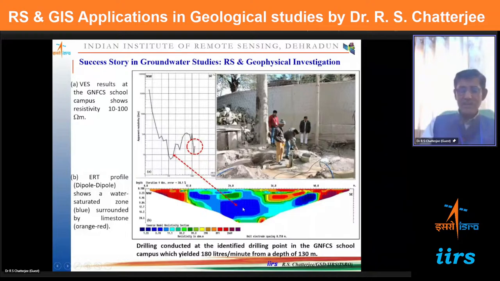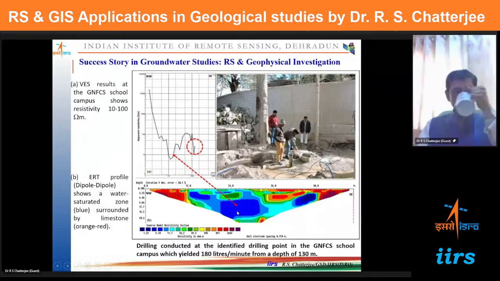The resistivity survey can be vertical electrical sounding, or we can do electrical resistivity tomography, or ERT. In case of ERT, you can see this particular area is a low resistivity zone. So here basically the water occurs. This is the aquifer, a huge thick aquifer occurring here. While drilling, we find a lot of water flowing out.